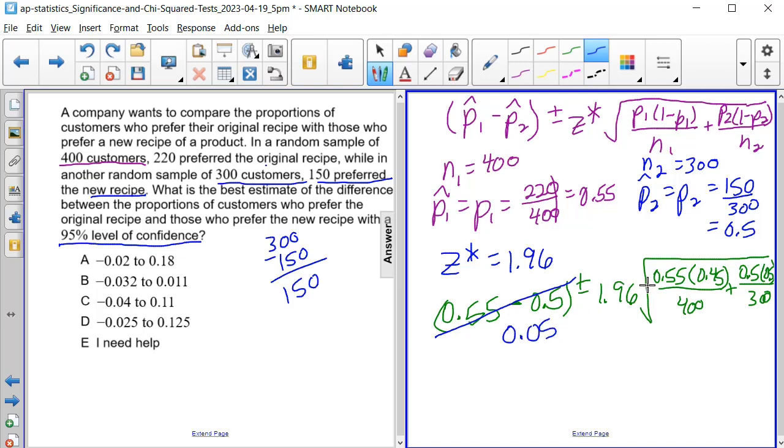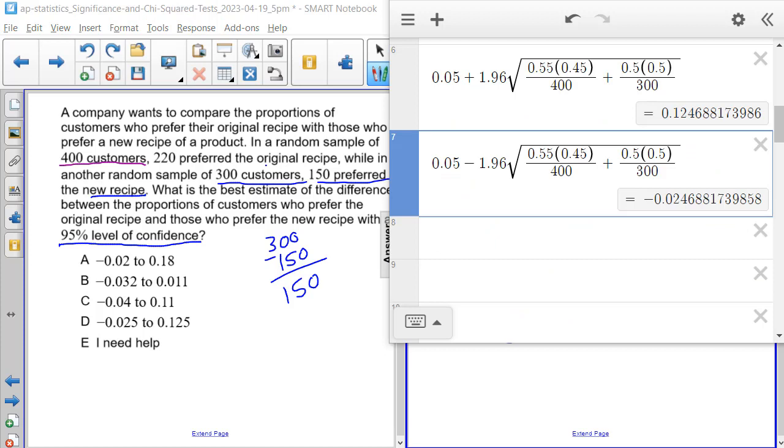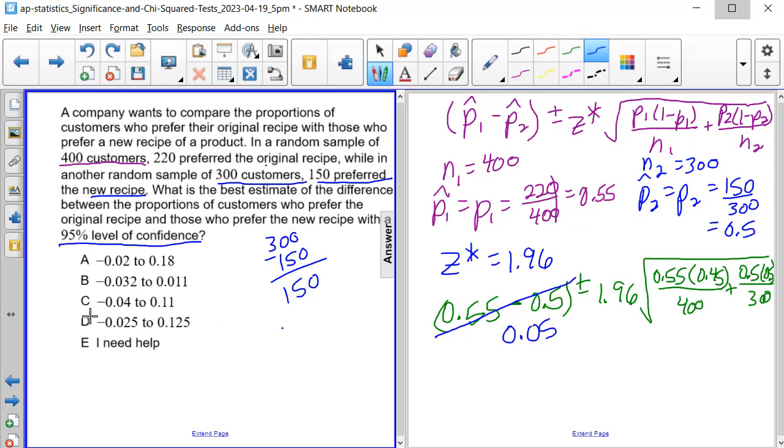And now we can substitute this formula in both formats into a calculator to determine what our confidence interval is. So when we do it with the plus in between, we end up getting about 125 thousandths. And when we do the minus sign in between, we end up getting about negative 25 thousandths. So that makes the correct answer to this question answer choice D.